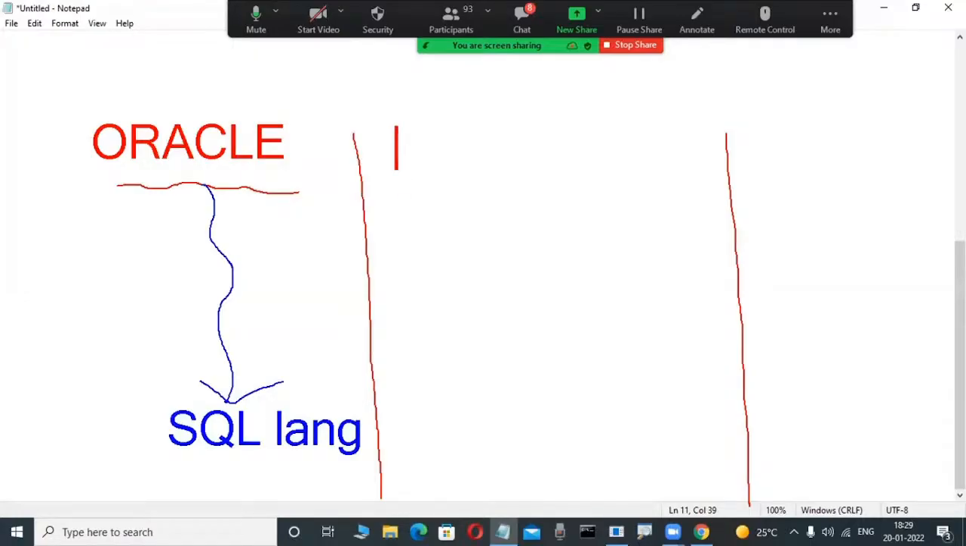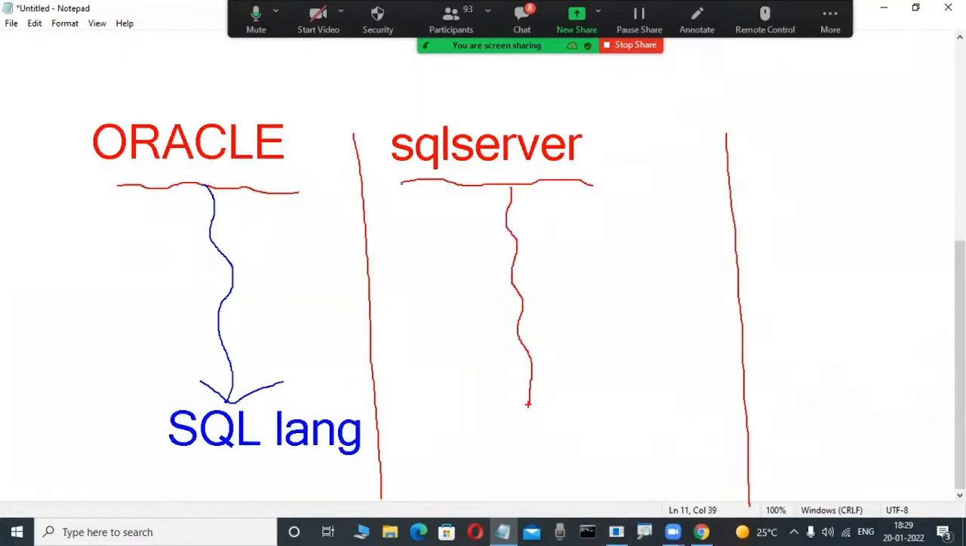Suppose in my company, there is another project that also uses a relational database product, a Microsoft product. That is SQL Server. Some employees are working on the SQL Server product. It is also a database product, same as Oracle, but to operate that SQL Server, what do they use? One language only. SQL is a language.